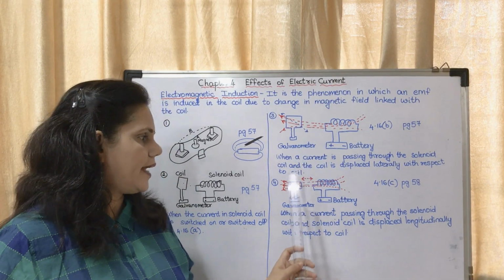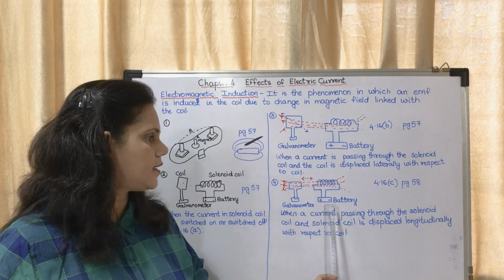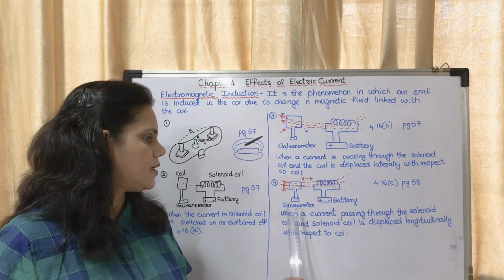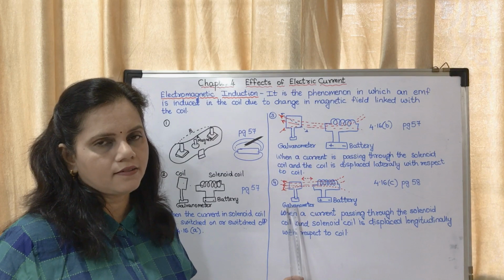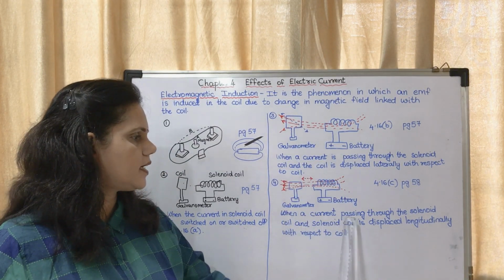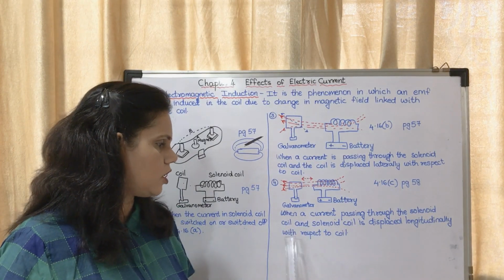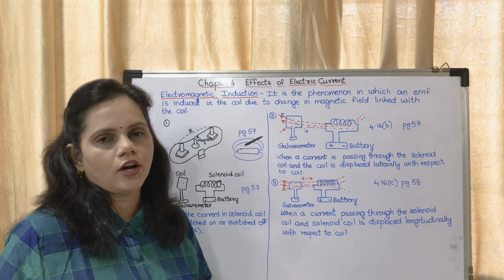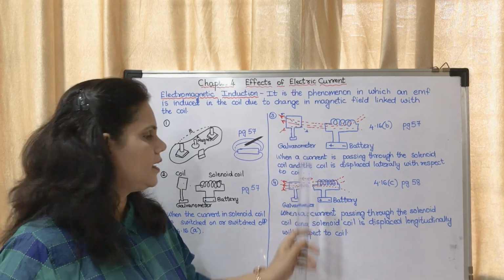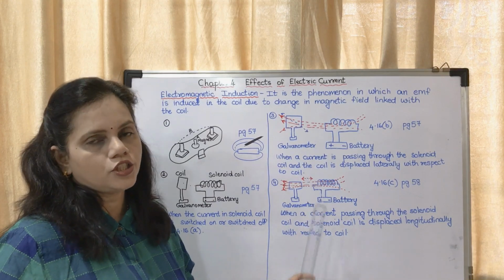Okay, now the next one. Again the setup is the same, galvanometer and the solenoid coil. The solenoid coil is connected to a battery. The coil is connected to a galvanometer. Now we are moving the solenoid coil longitudinally. When the current is passing through the solenoid coil and the solenoid coil is displaced longitudinally with respect to the coil. Okay, now in the previous case the coil is moving laterally. In this case the solenoid coil is moving longitudinally.